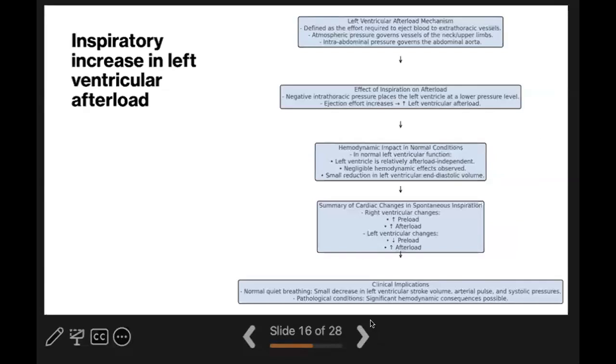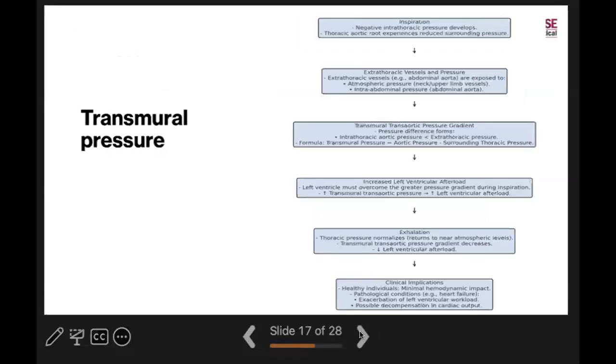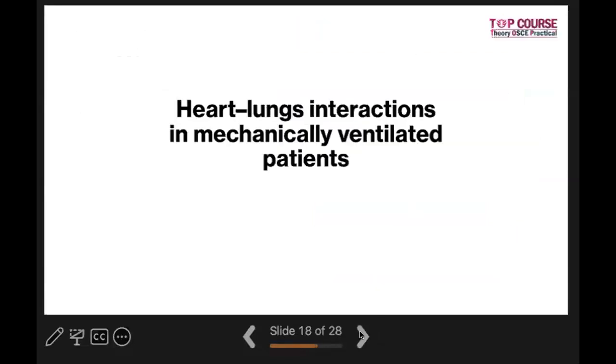So if there is any doubt, please put it in the chat box. I know it is exhaustive, because to understand transmural pressure newly or to understand pulmonary vascular resistance newly, it may be a bit difficult. But if you read through the slides with the reference articles which we'll be sharing, it will be easier for you.